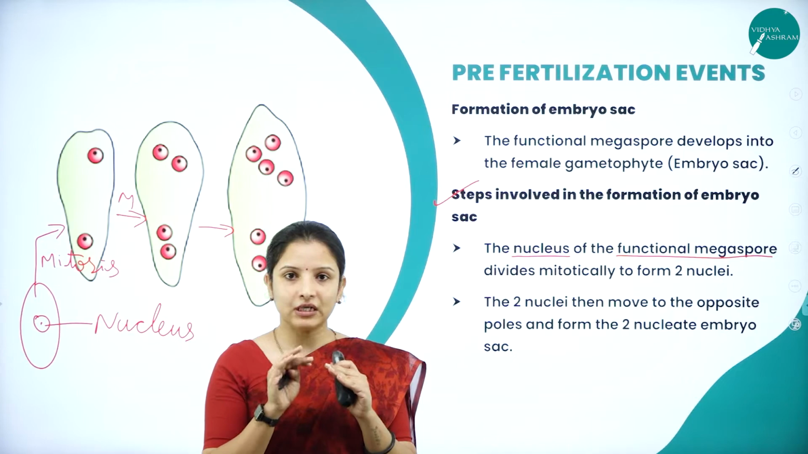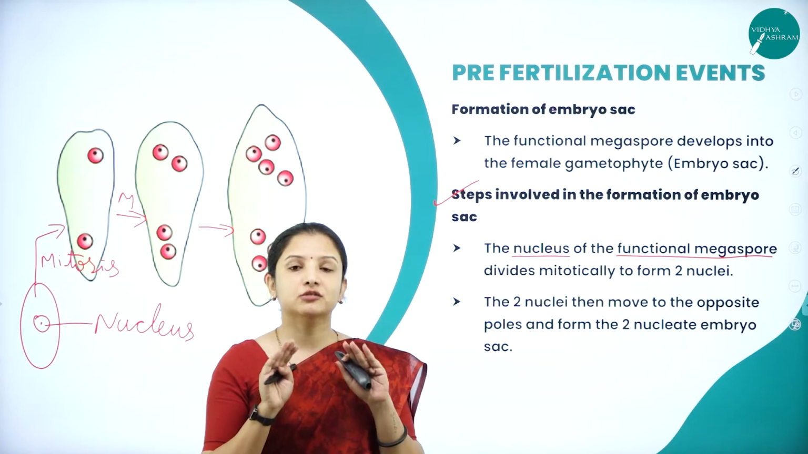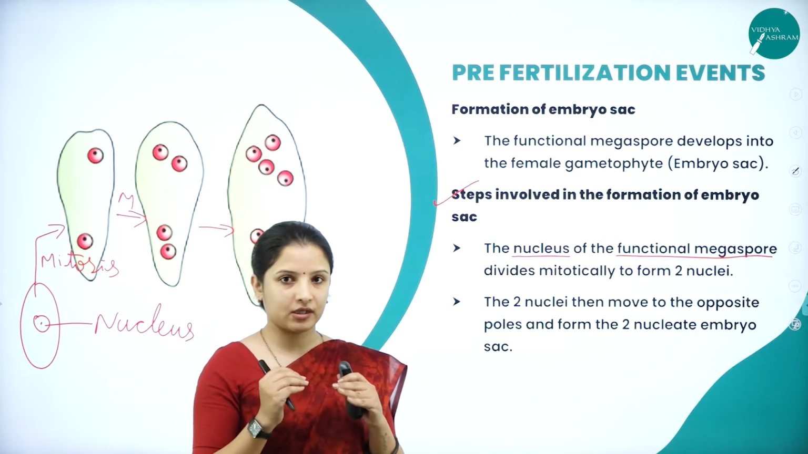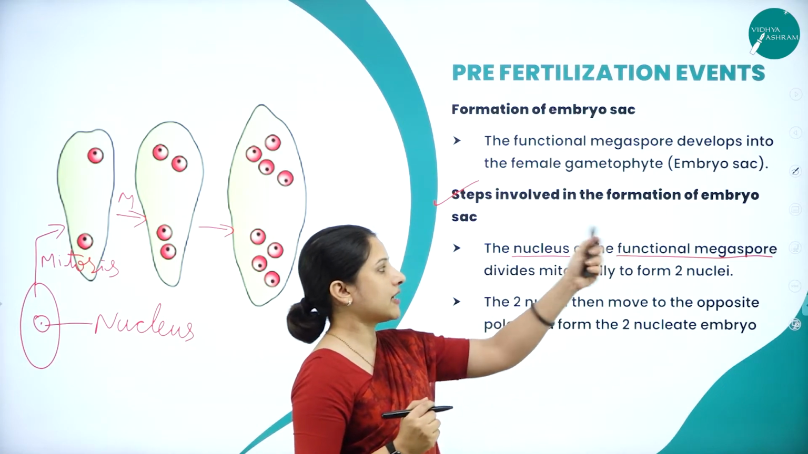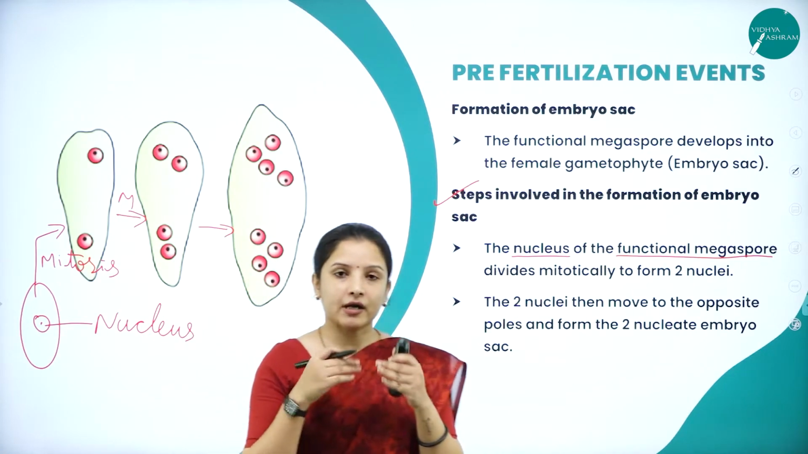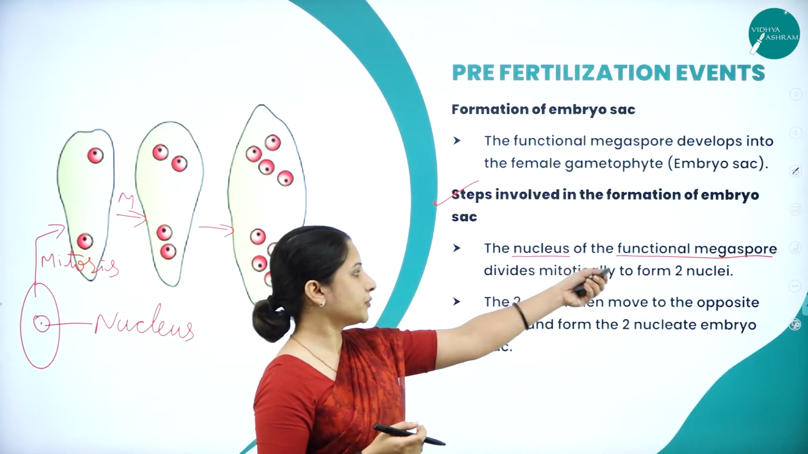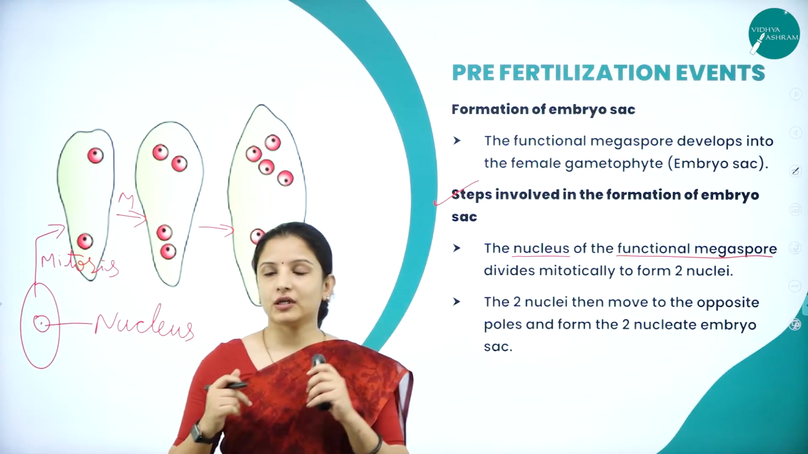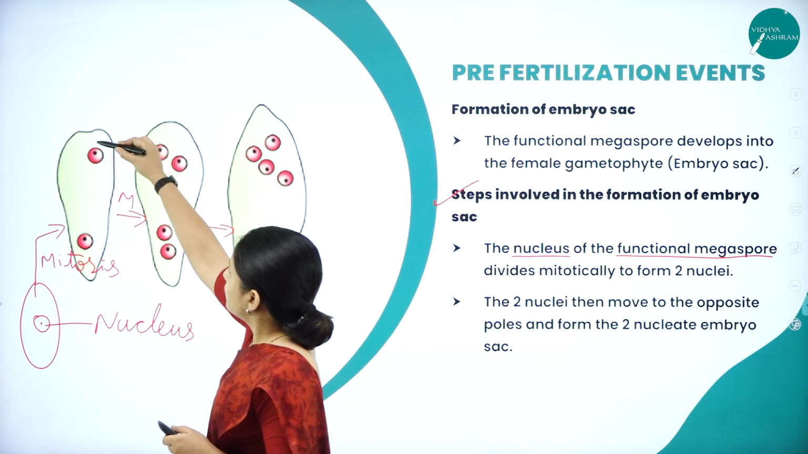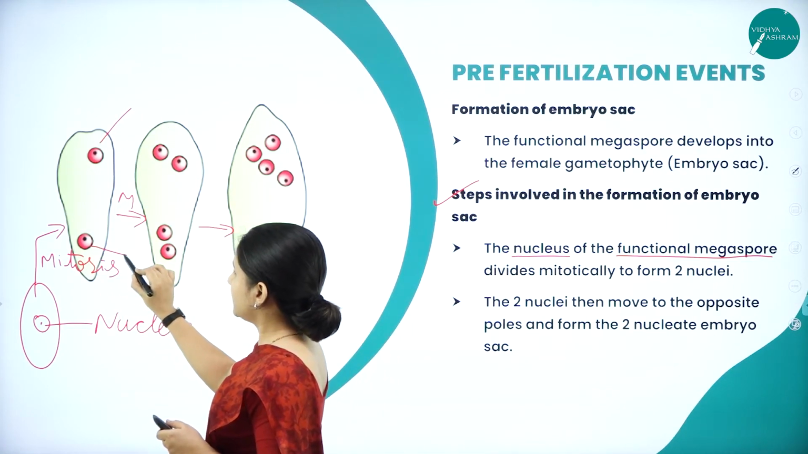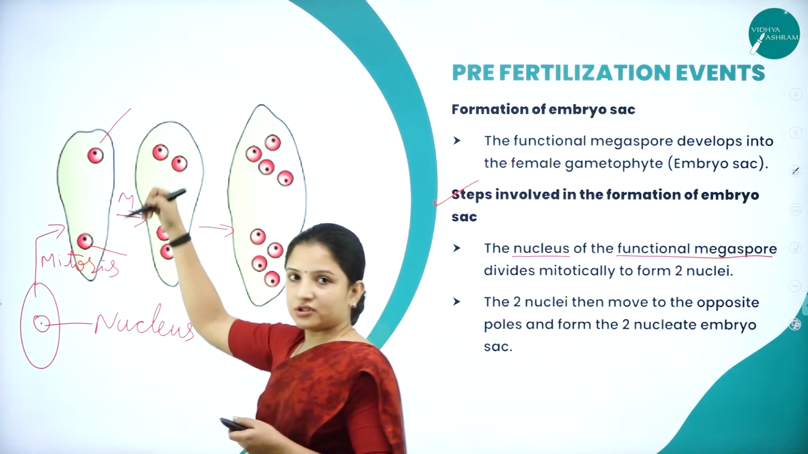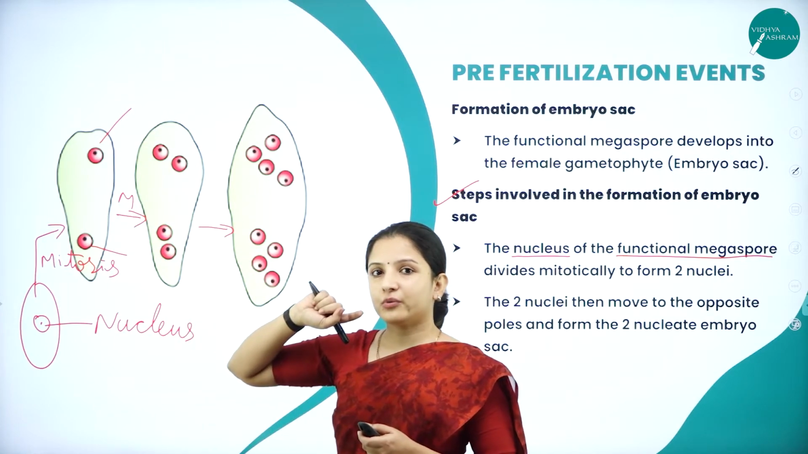The rest of the 3 is of no use. It is non-functional. They will get degenerated. So the nucleus of the functional megaspore will undergo mitotic division and form 2 nuclei. The 2 nuclei later move to the opposite poles. Can you see here? It has moved to the opposite poles.